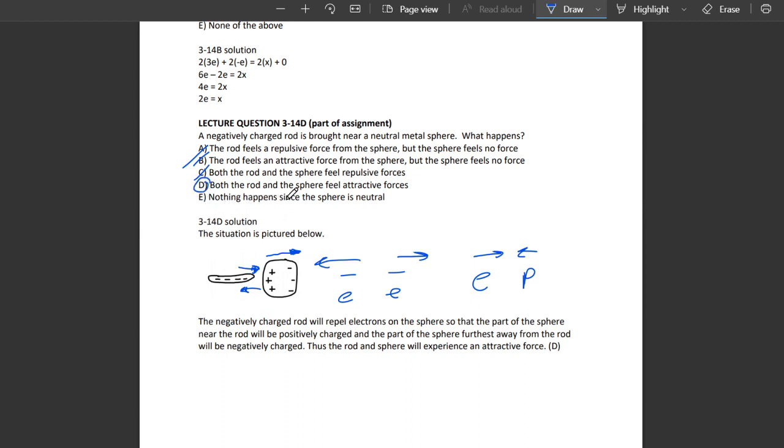E: nothing happens since the sphere is neutral. Well, since the sphere is neutral, that just means it has an equal number of protons and electrons. But because metals are conductors, they allow for the free flow of electrons, meaning that the electrons will migrate away from the negatively charged rod, allowing for these attractive forces to exist between the metal sphere and the rod. Hence why D is the answer.